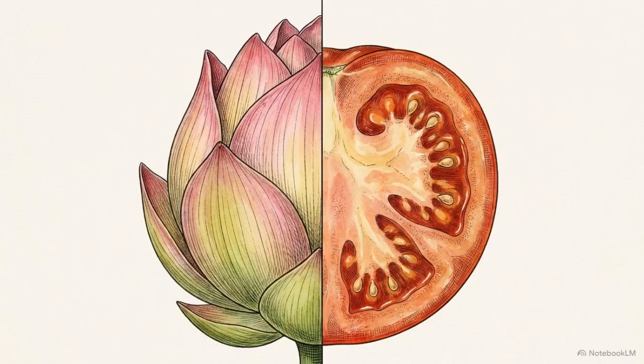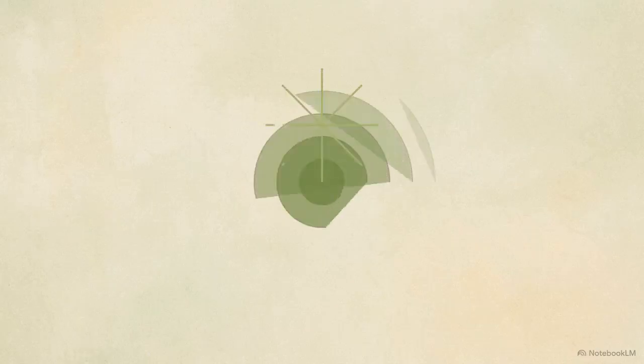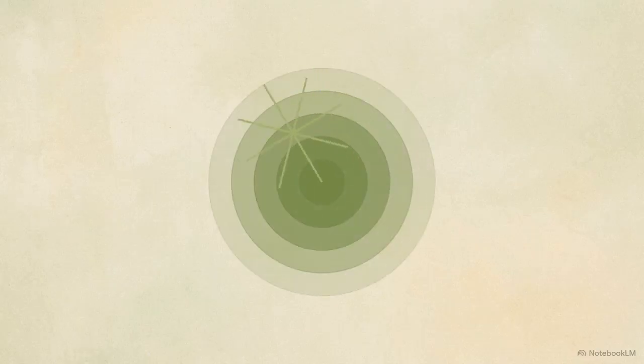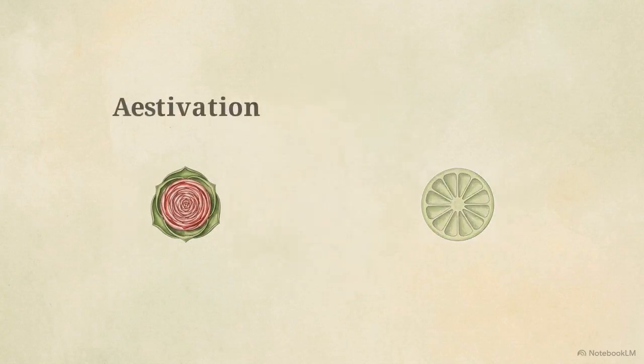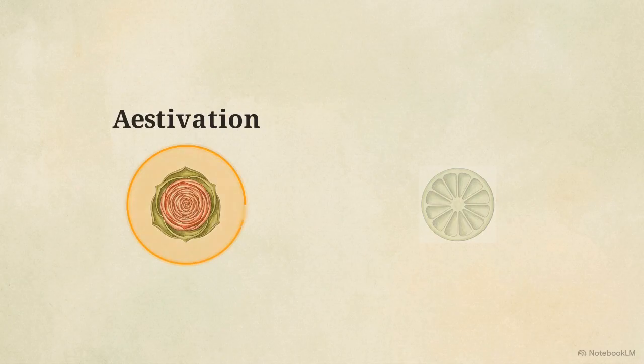Look closely at an unopened flower bud or the inside of a sliced tomato. The petals and seeds follow a recurring, strict geometry. Botanists use two specific blueprints to classify these patterns. On the left is Aestivation, which describes how sepals or petals are arranged inside a floral bud before it blooms.